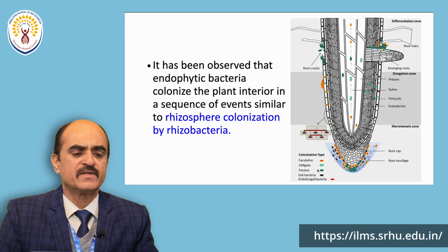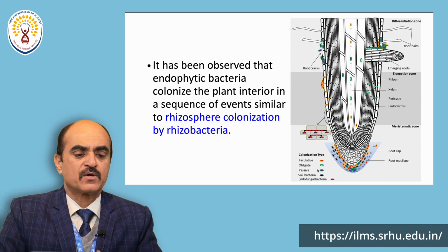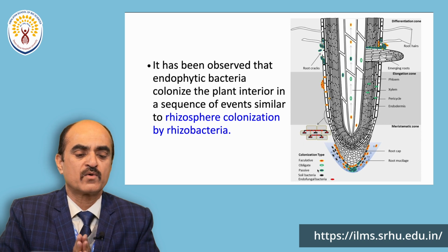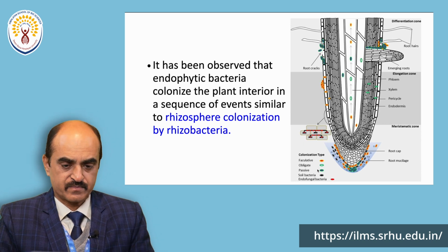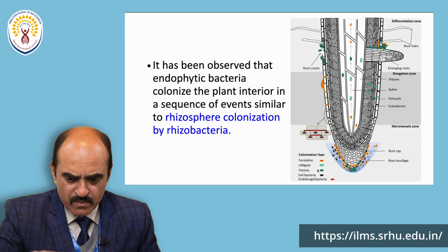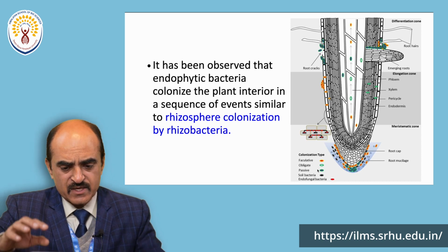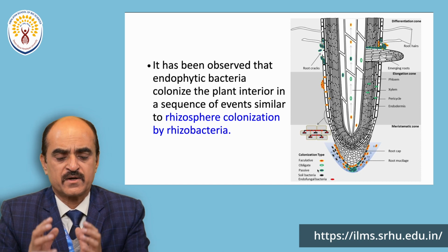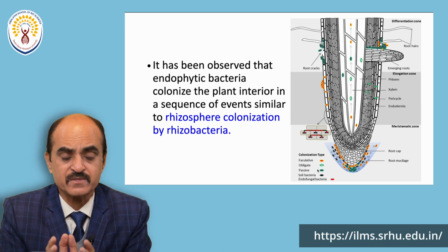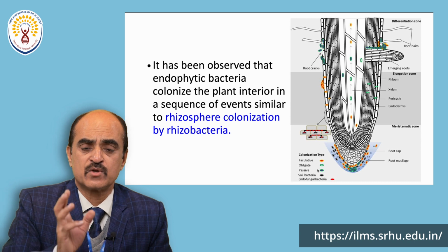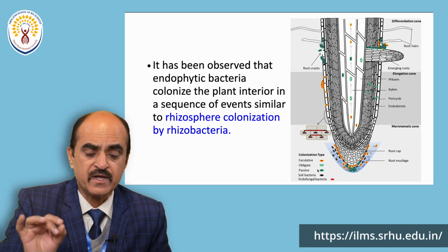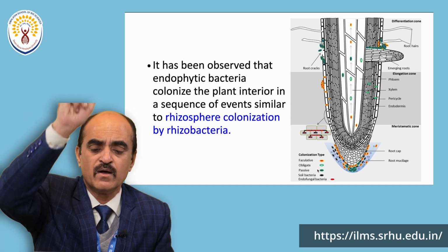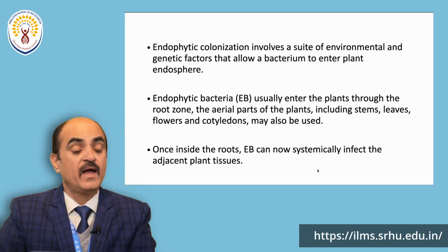So it has been observed that endophytic bacteria colonize the plant interior in a sequence of events similar to rhizosphere colonization of rhizobacteria. This picture shows that at the bottom the root mucilage is there. That root mucilage has attracted the microorganisms because it contains nutrients, and when they move there they attach to the root surface. If they find any entry, then they make their entry, and slowly we can see this green bacteria moves inside the plant and becomes an endophyte.